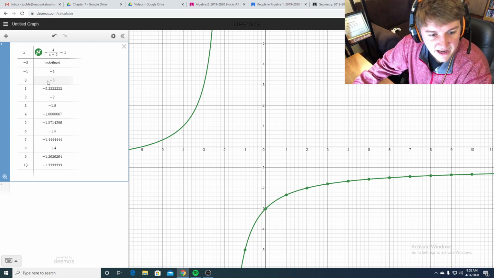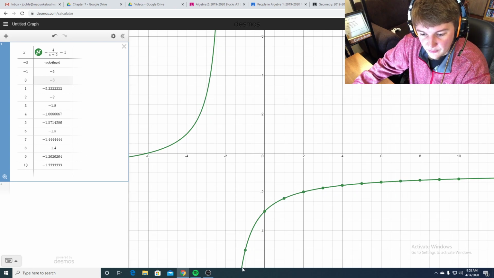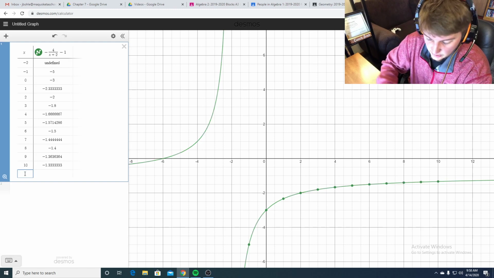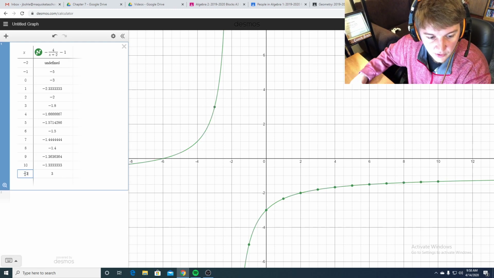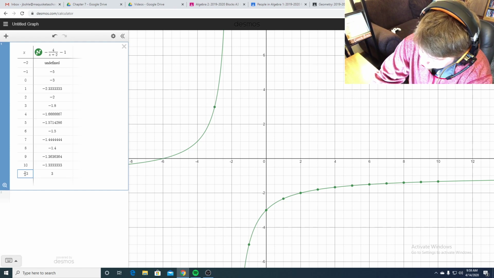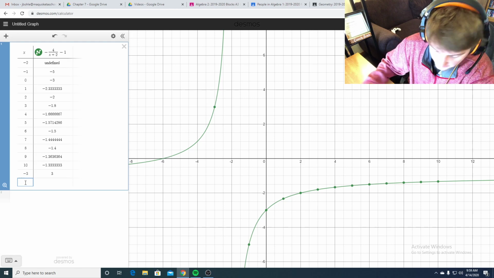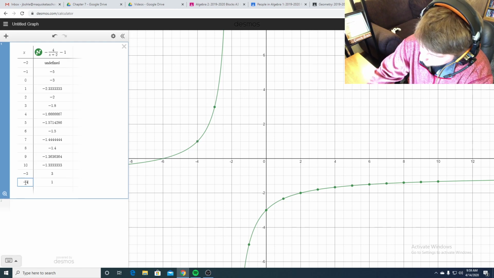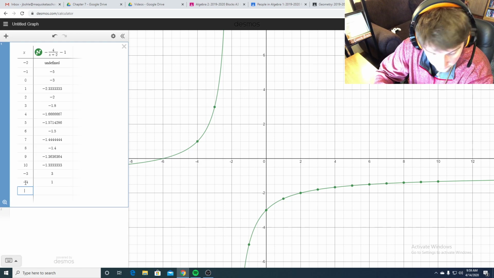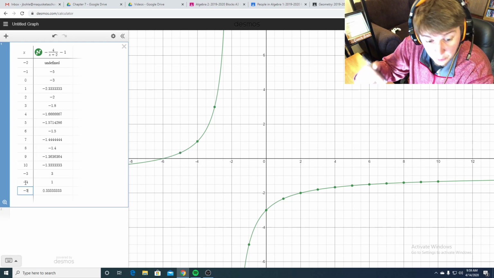Okay, so now we only have one side. If you look here, we only have one side, this branch here. We can still get ordered pairs on this branch as well. So we need to start moving to the left of -2, which this doesn't have. So we can start by typing -3. When x is -3, y is 3. And then we can do -4, which is 1. And then we can do -5, which is 0.3 repeated.